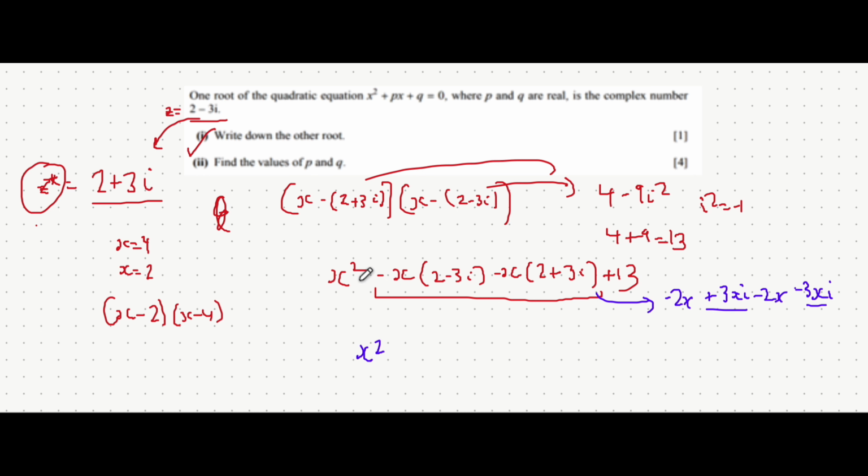So ultimately we get x squared, this whole expression here being minus 4x, and then plus the 13 that we got from before. We've now made it into the format that is asked for in the question, and we can deduce that p, the coefficient of x, is equal to minus 4, and q, the constant at the end, is equal to just positive 13. And that's it. That's everything for this question.